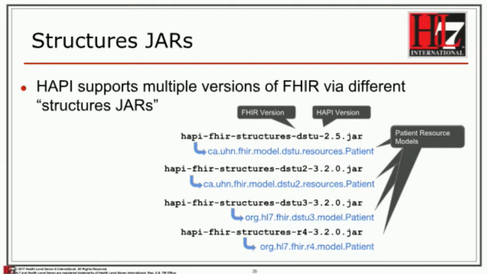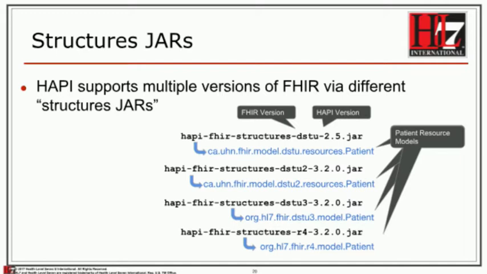We distribute as a part of HAPI a bunch of what we call structure jars, and each one of those jars is a specific version of the FHIR resources. Within those jars are a bunch of classes to represent the various bits of the data model. I'll talk more in a second about those, but I will mention they're all in separate packages, so you can certainly bring all of these jars into your project if you want. It is perfectly feasible to write a HAPI FHIR application that supports DSTU2, 3, and 4.